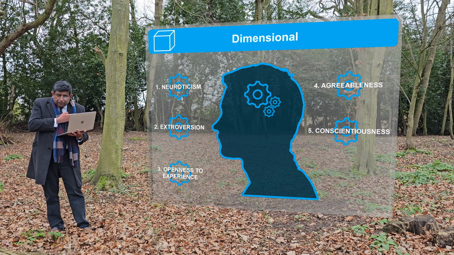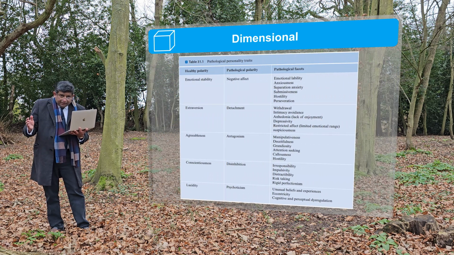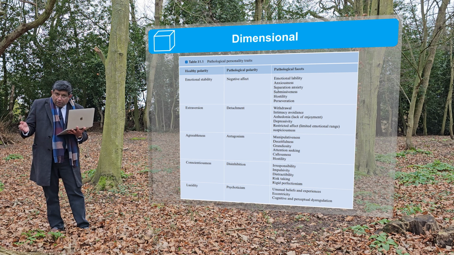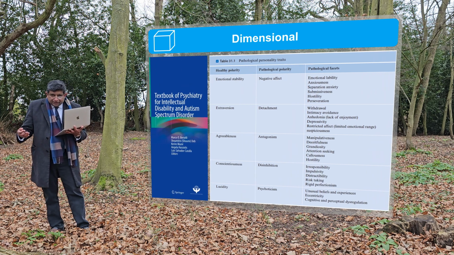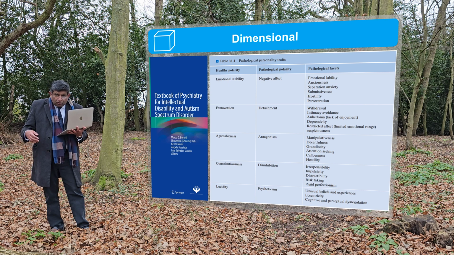And you can see behind me this slide, which is rather dense. Again, I would suggest that you pause there and have a careful look at that slide. It's taken from a textbook edited by Marco Bertelli and others. It's called Psychiatry of Intellectual Disability and Autism Spectrum Conditions.